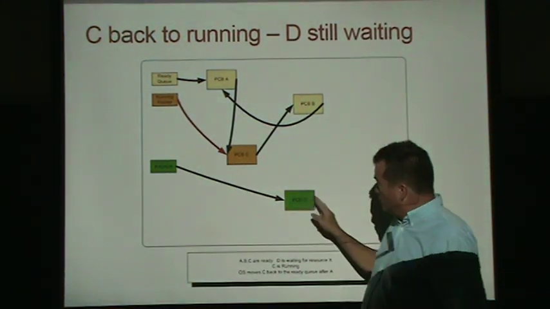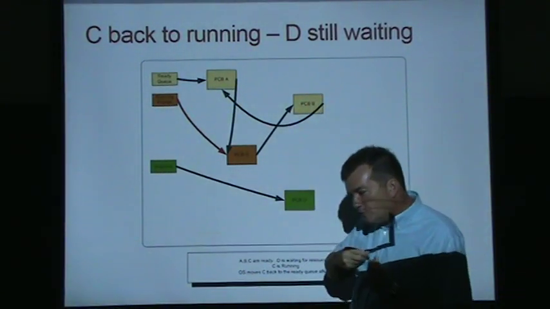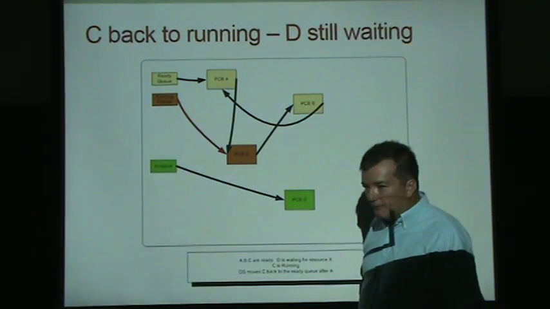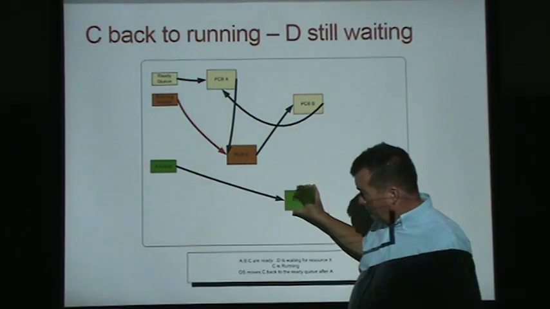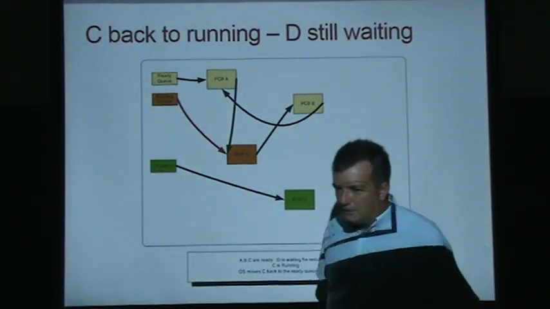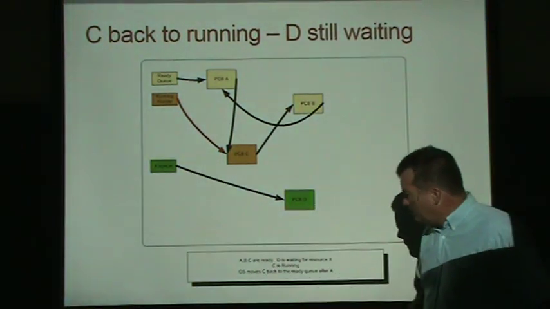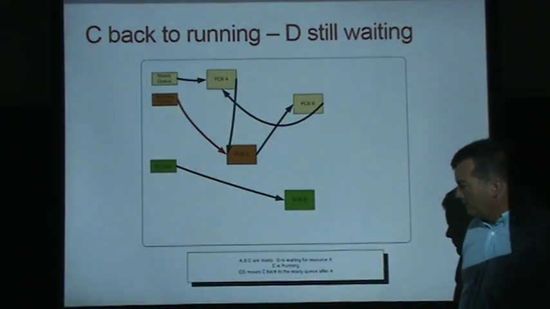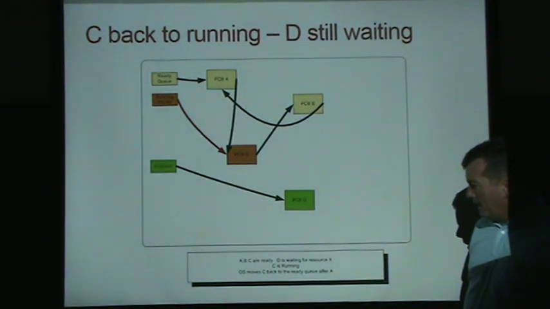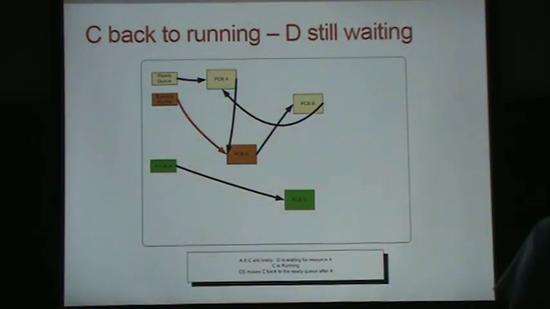D has no idea who has it. All D is doing is waiting for one of these running processes to eventually issue the V atomic operation, which will then pick it off the waiting queue and put it back on the ready queue, running. So let's see. In this case, A, B, and C are ready. D is waiting for resource X. C is currently running. The operating system moves C back onto the ready queue after A. So those are the events that have happened here.